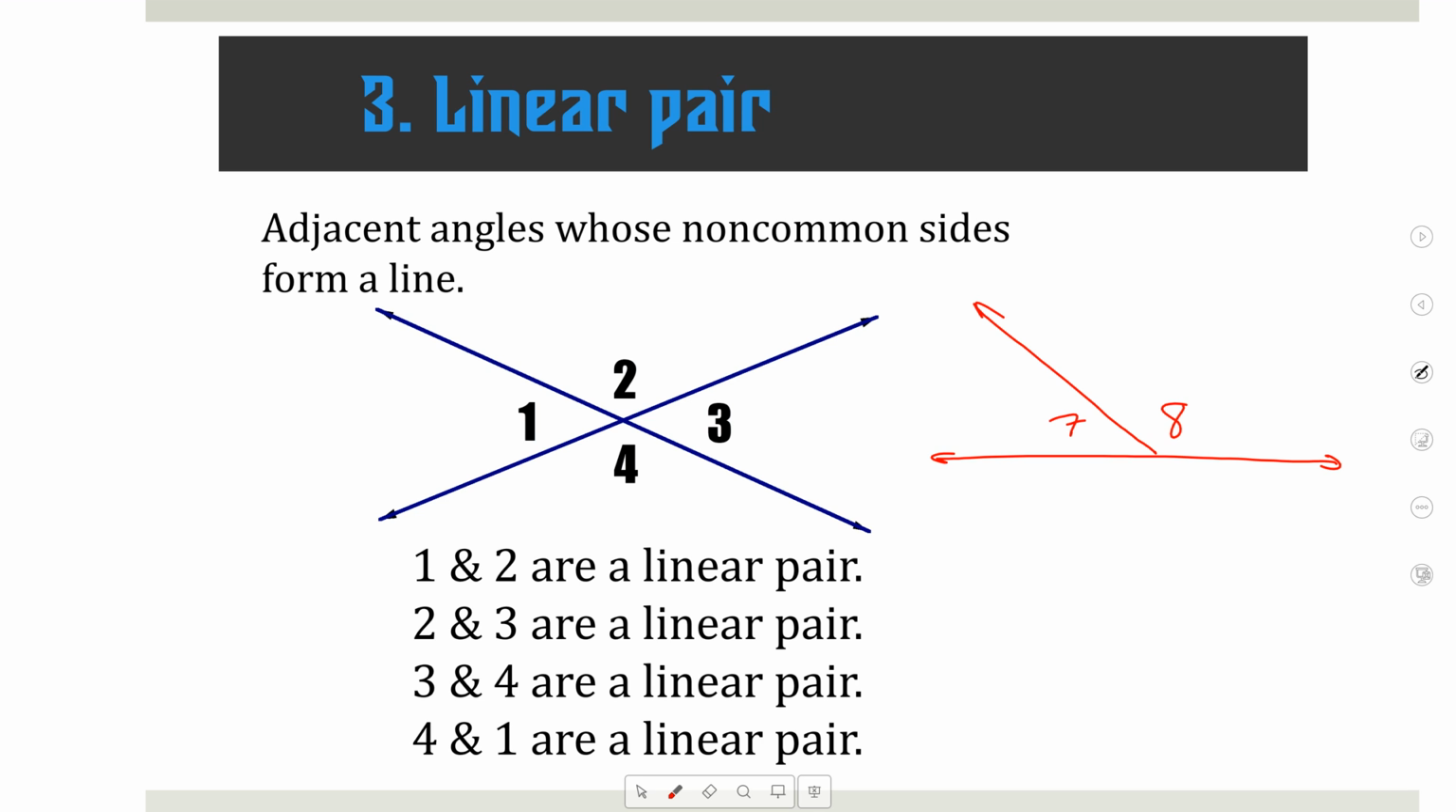Sean, what appears to be the relationship in the measurements between, let's say, 7 and 8? They're like next to each other. Good. Anything else? They share a line. Good. Anything else?